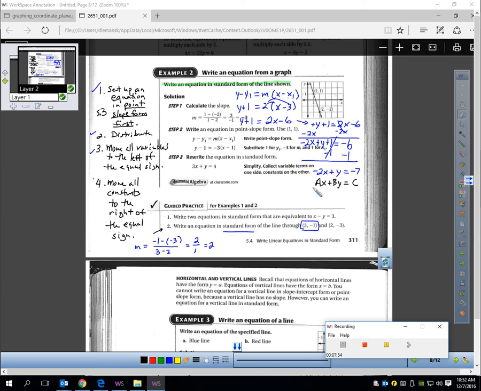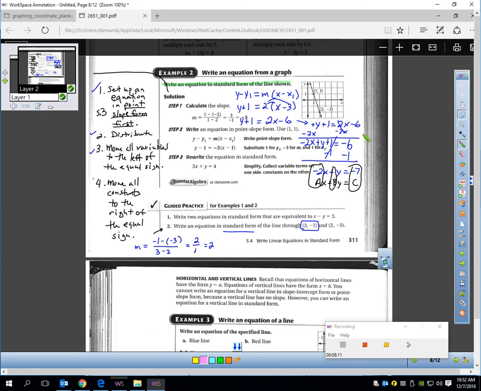Do you notice how this form is matching standard form? So A is a -2 right now, B is a 1, and C is a -7. My equation is now in standard form. This is the process, maybe I should highlight it. This is the process right here that you need to follow to write an equation in standard form, and I'm following how the book did it, so I'm being consistent.